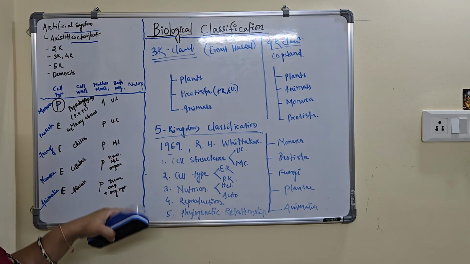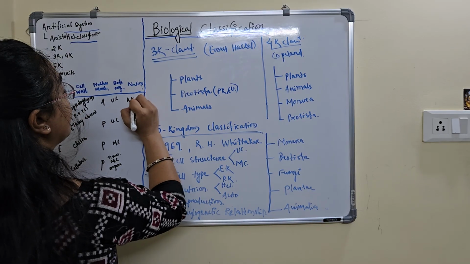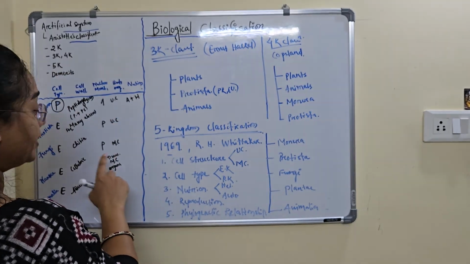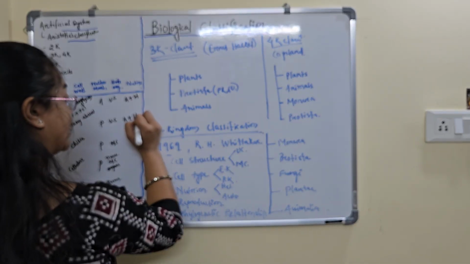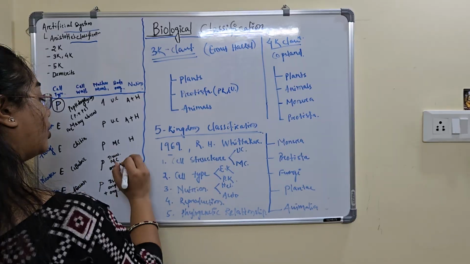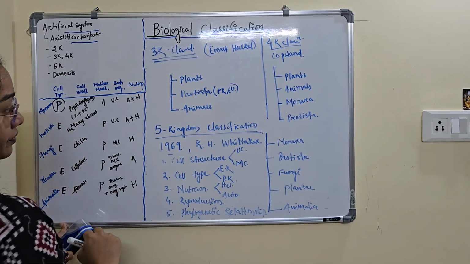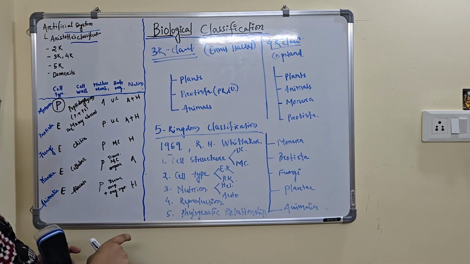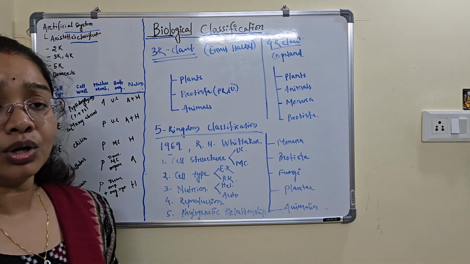While talking about the mode of nutrition, Monera is autotrophic as well as heterotrophic. For Protista, same, it is autotrophic as well as heterotrophic. Fungus is always a heterotroph. Plantae is always an autotroph, and Animalia is always a heterotroph. So this is the table. This table is very important from your NEET point of view and for all the exams.